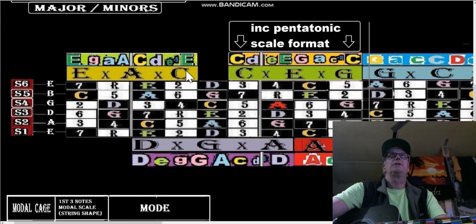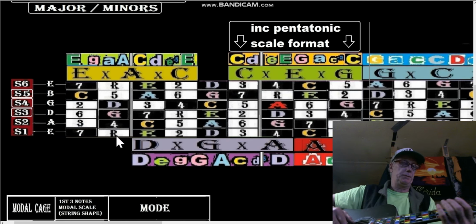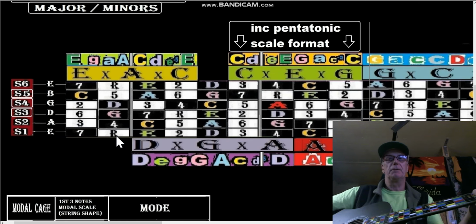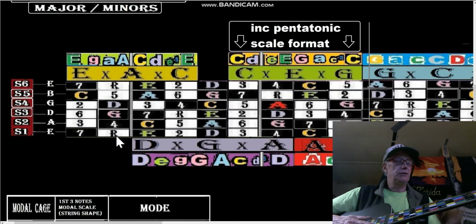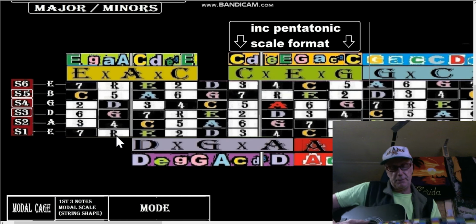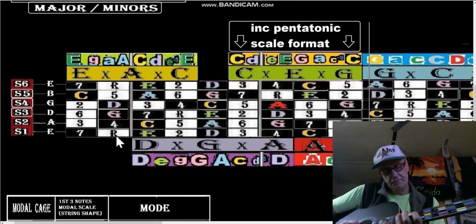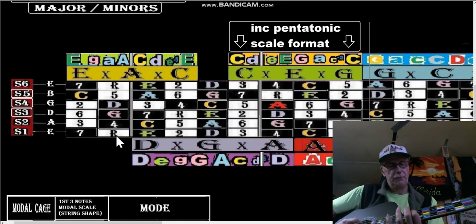Strangely, the E position in the cage system has the root, and everybody plays that E from the root. But did you know, if you're playing that, let's say we're in the key of C up here, it'd be root 2 3 there.